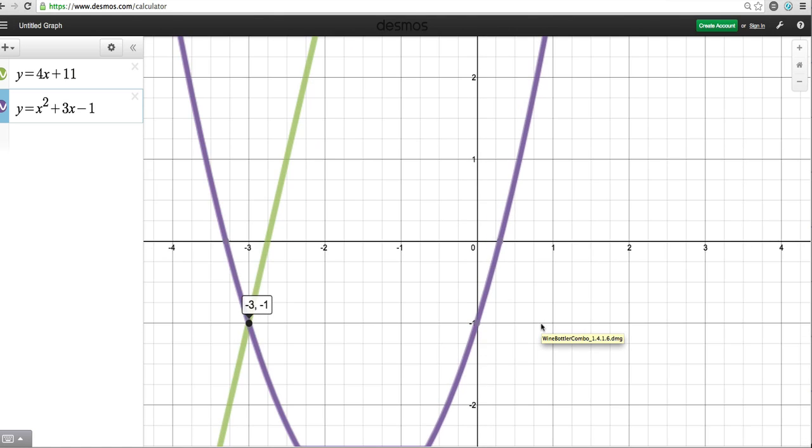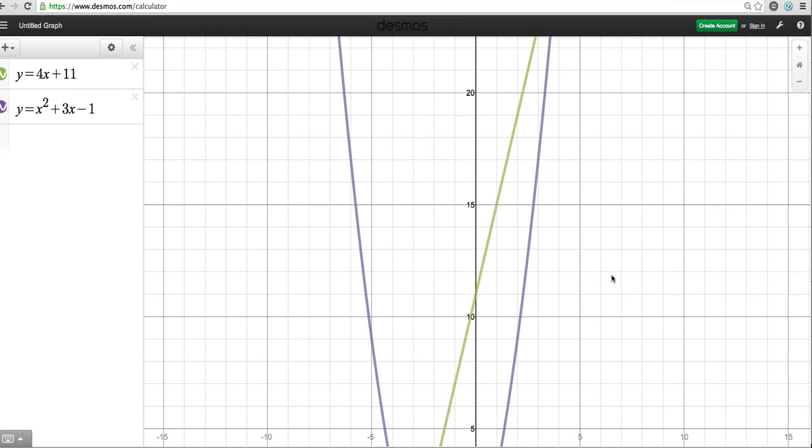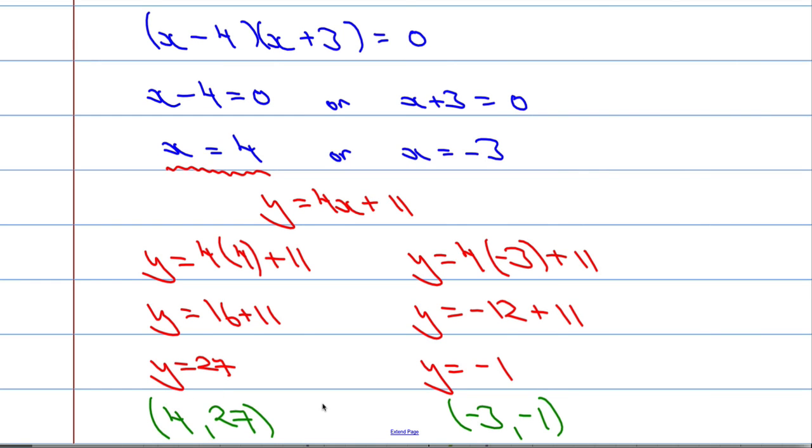And I'm hoping, oh, let's scroll back out a wee bit. Up we go, all the way up here, we can see that the line and the quadratic cross here at 4 and 27, and lo and behold, that's exactly what we got. Okay, let's move on.